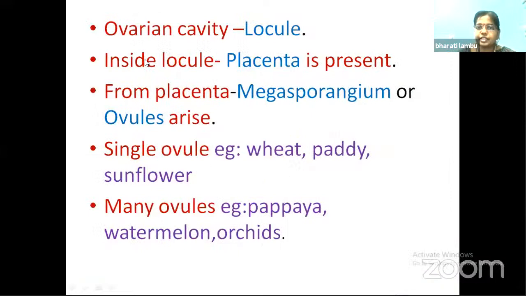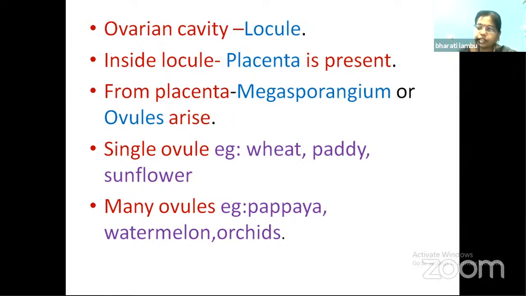Now, you can see there is a cavity inside the ovary. That ovarian cavity is called the locule. You can know the locule, or the ovarian cavity, is present inside the ovary. If only one locule or one cavity is present, it is called unilocular, like in beans. You have seen the beans fruit, no? Only one locule will be present.